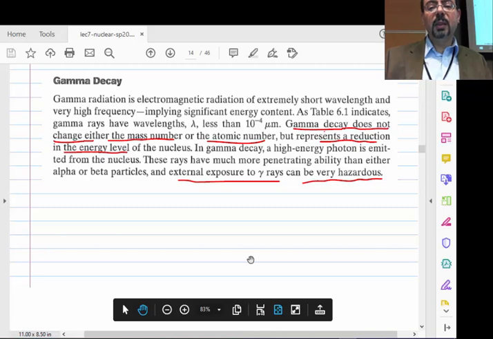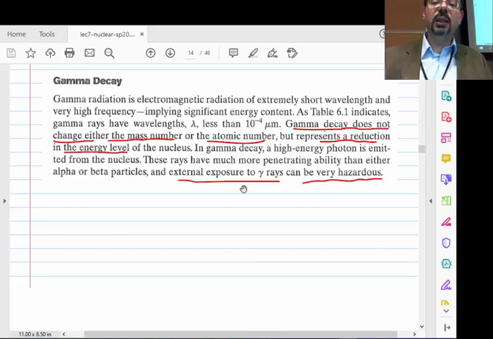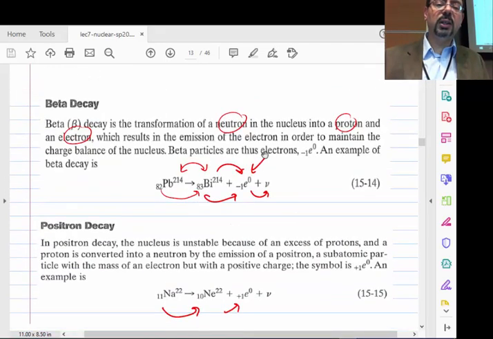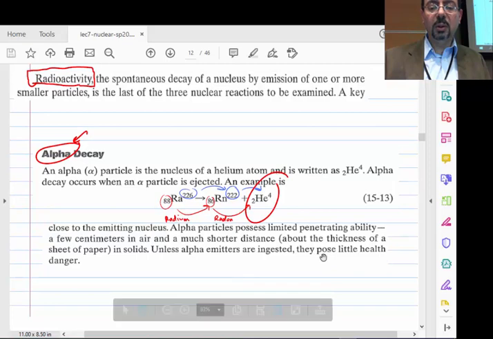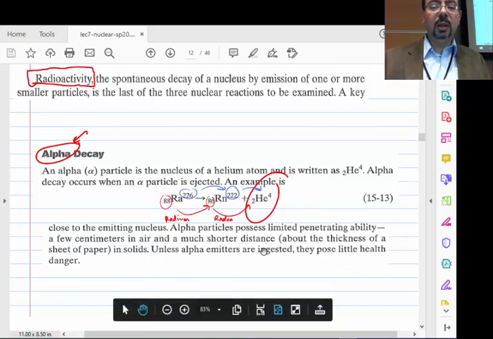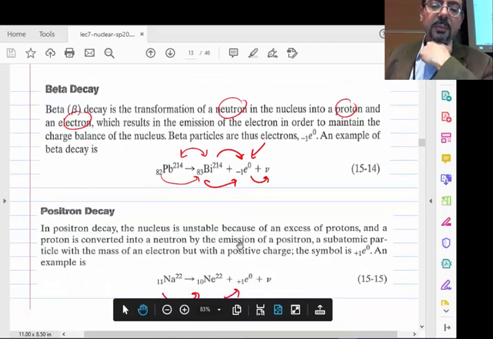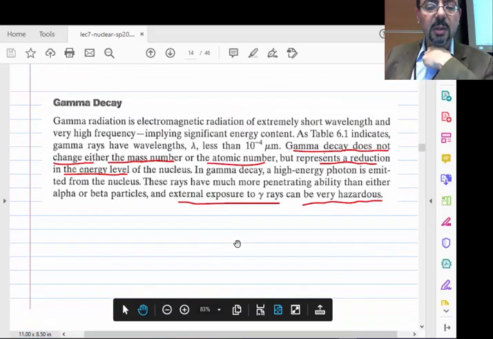Gamma radiation is very dangerous, obviously, if it's strong. The alpha decay actually is not strong at all. They tell you a sheet of paper, just a sheet of paper like this, can block the alpha radiation. So some are dangerous and some are not.